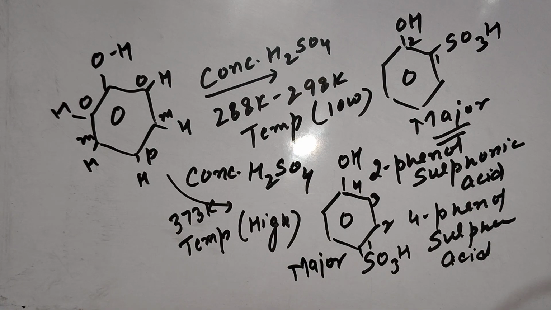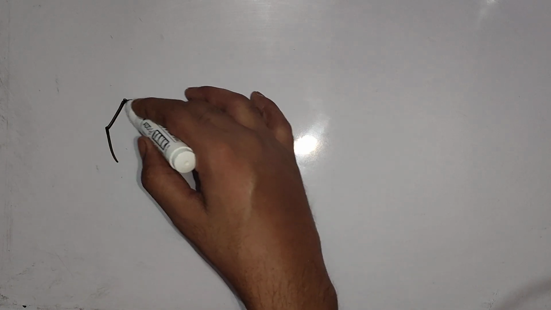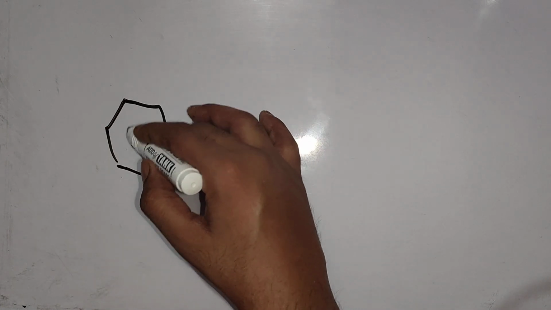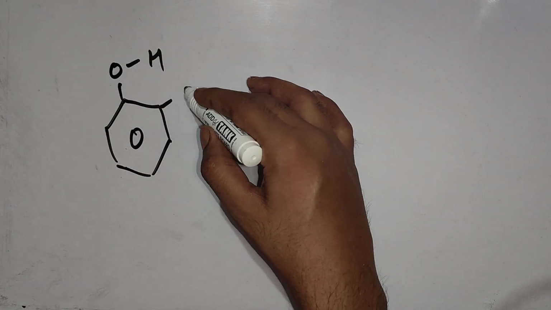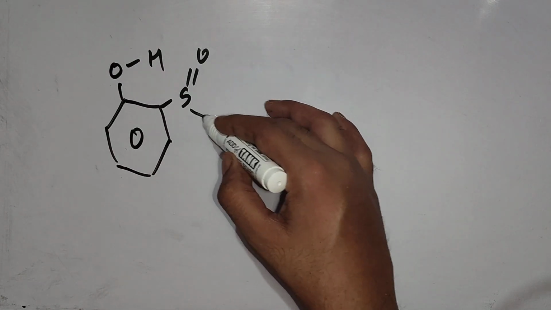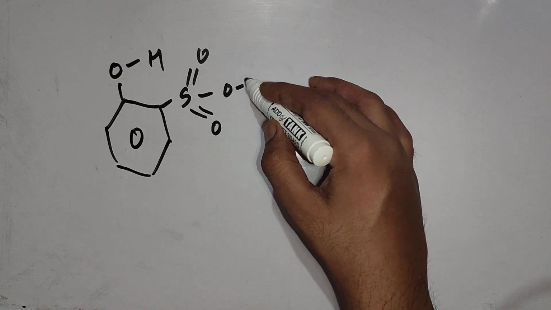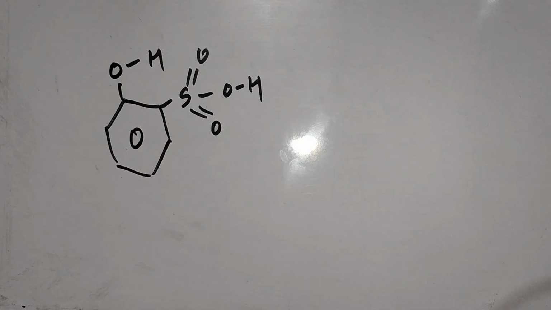Now this is the most important question here. At low temperature, why is the ortho substituted product major, and at high temperature, why is the para substituted product major? Let's try to find out the answer of this question. Very easily we can find the answer of this question. For this, I am going to draw the ortho substituted product, this one.